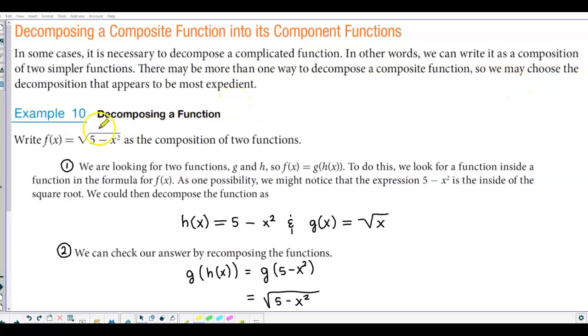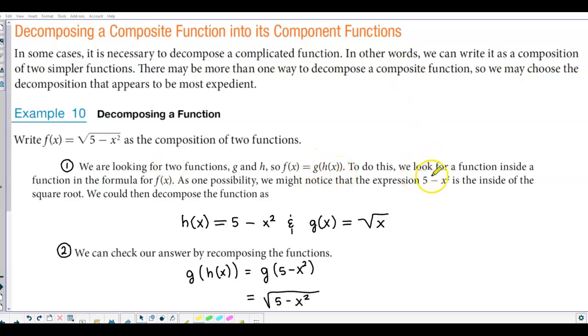For example 10, we're decomposing a function. We're going to write f of x, which is equal to the square root of 5 minus x squared, as the composition of two functions. So we are looking for two functions. We can call them g and h. It doesn't necessarily mean it has to be g and h, but we're going to use that. So f of x is going to equal g of h of x.